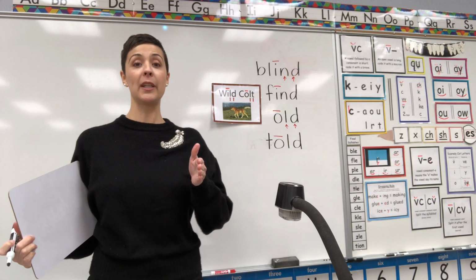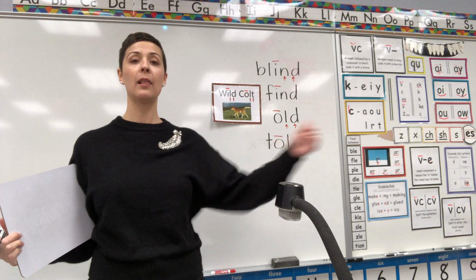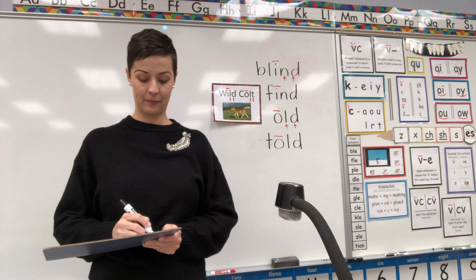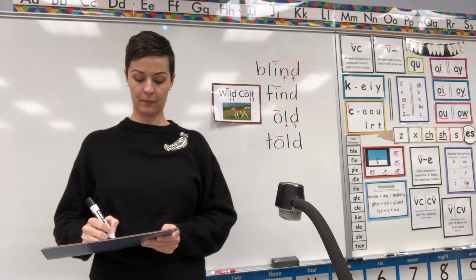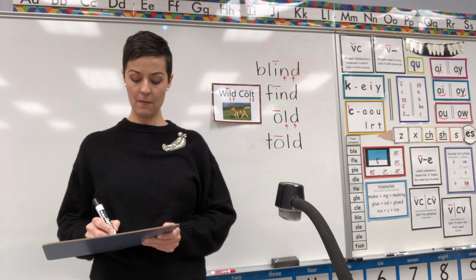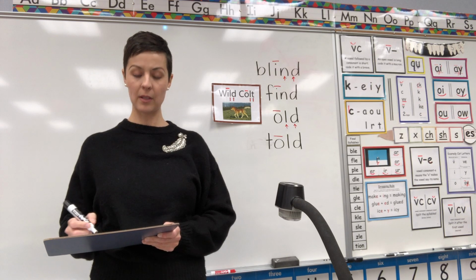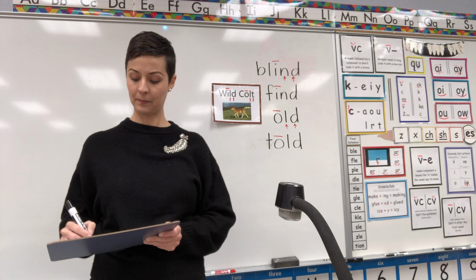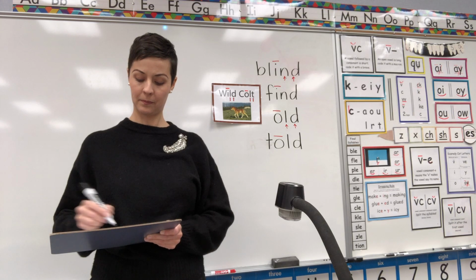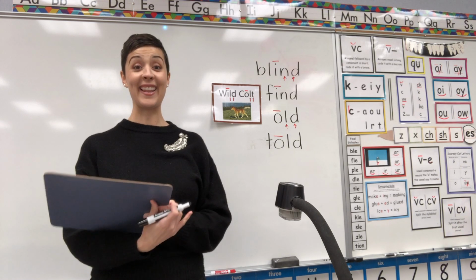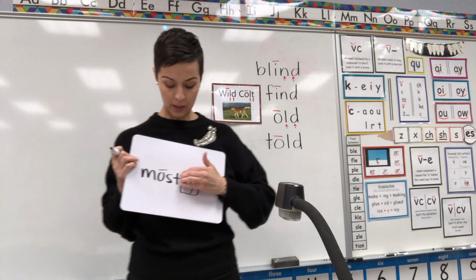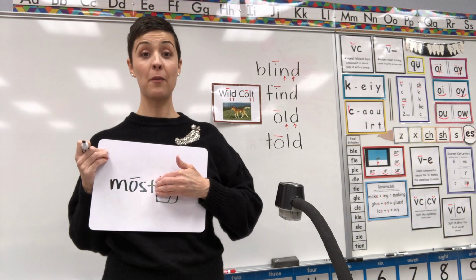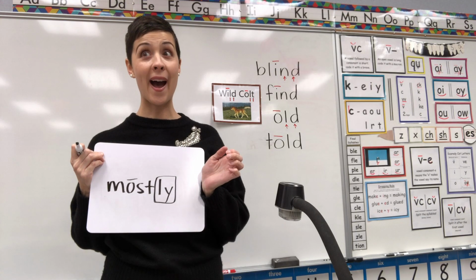Root word suffix mostly is mostly. Root word most. Add your suffix, make it say mostly, mostly. Okay, and let's check it. Mostly should be spelled root word M-O-S-T, with a suffix, L-Y.